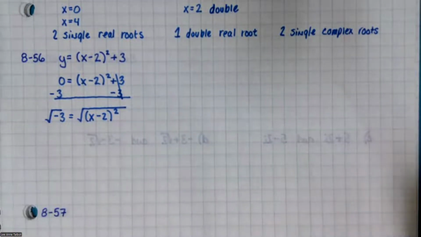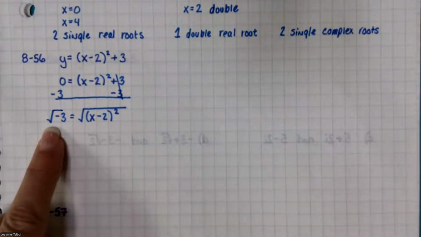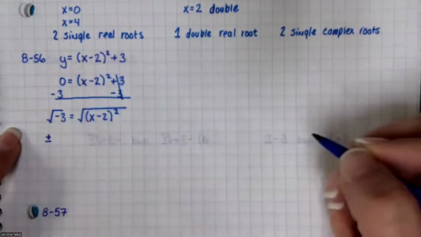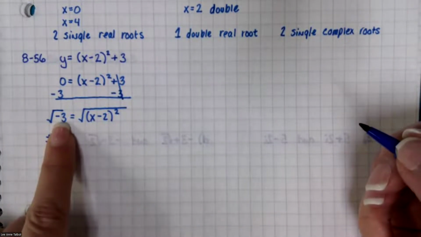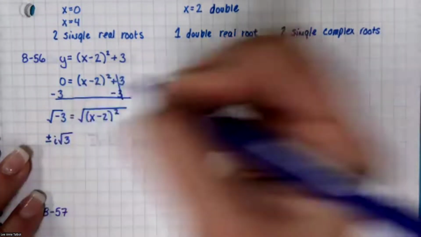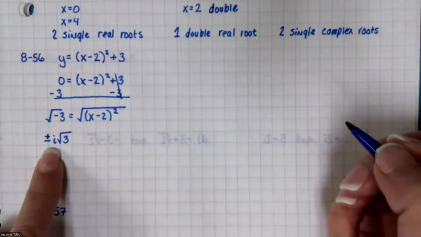Okay, so we have 2 things to work on here. First, when we square root both sides, we have to remember the plus or minus. Second, we have a negative under the square root, which means this is i root 3. Yes. Okay. And that's where this is going.